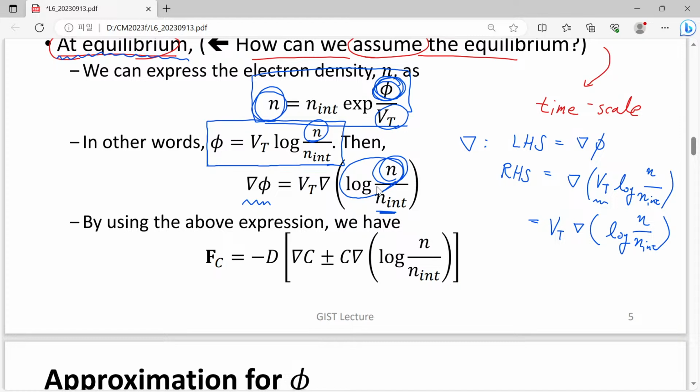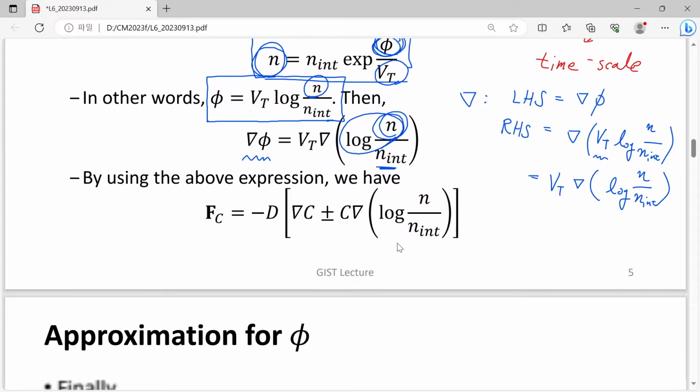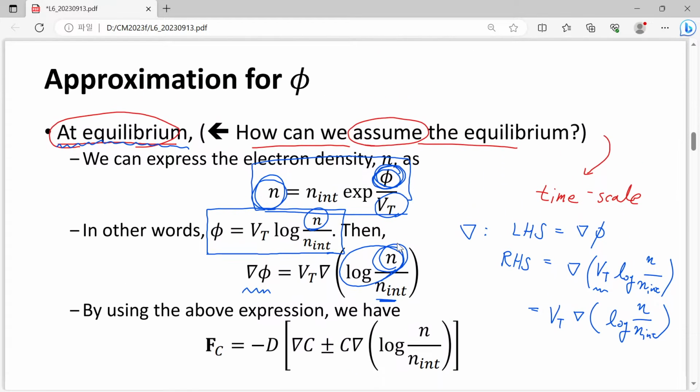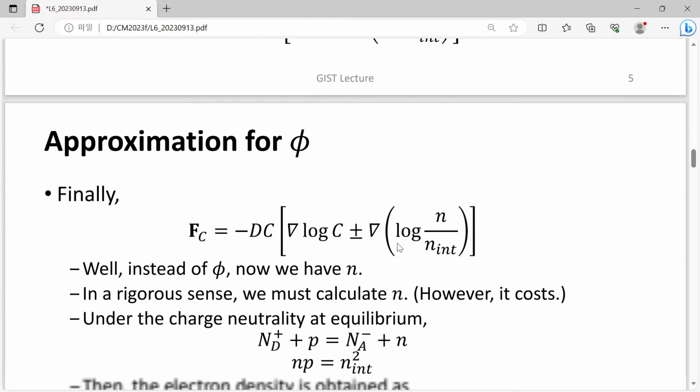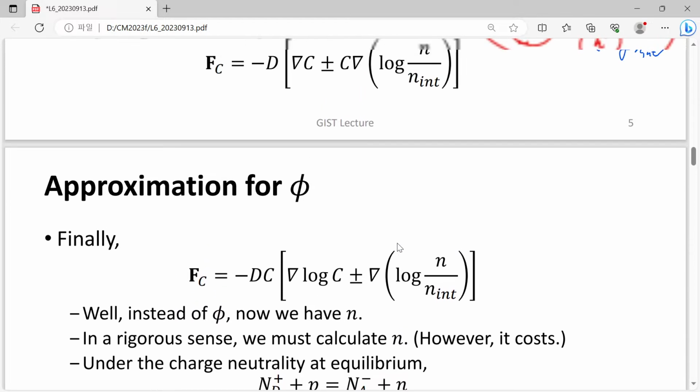So up to now we have done reasonable reformulation for our flux term. So previously when you had just diffusion term, obviously there was nothing, and only when you consider the drift term, now you have this additional term. Okay. Then now you will have this form.